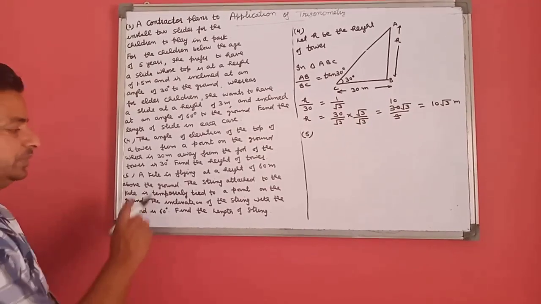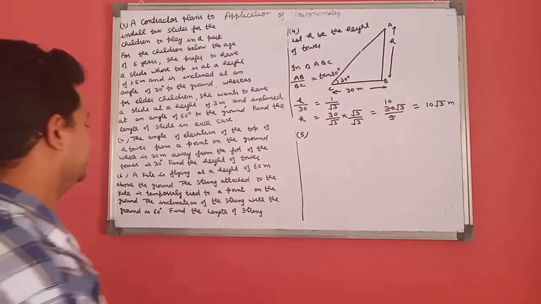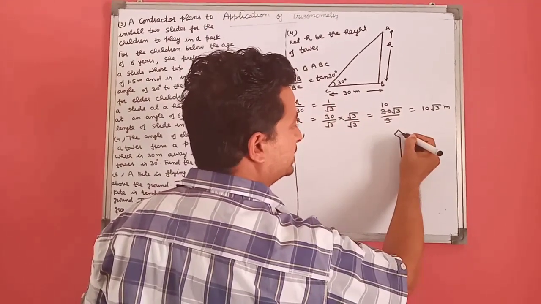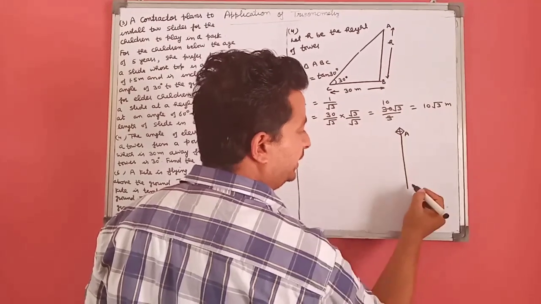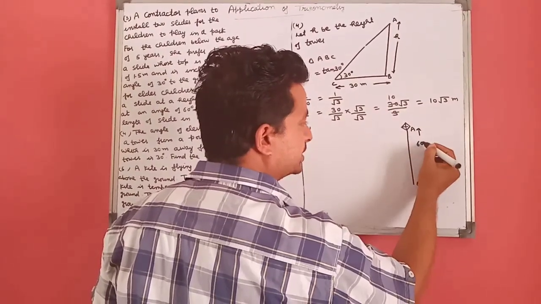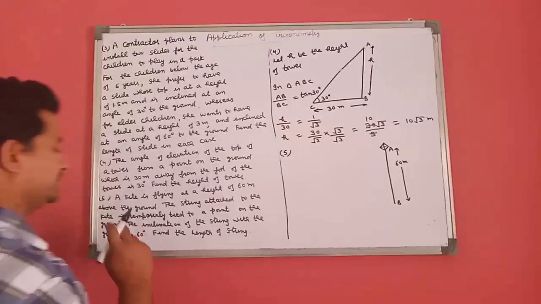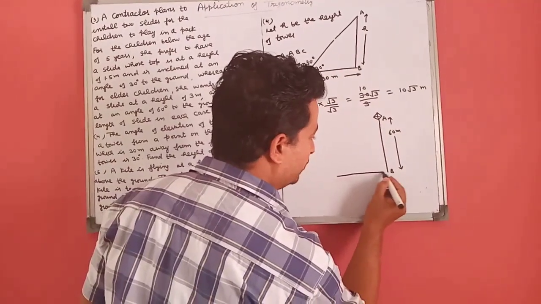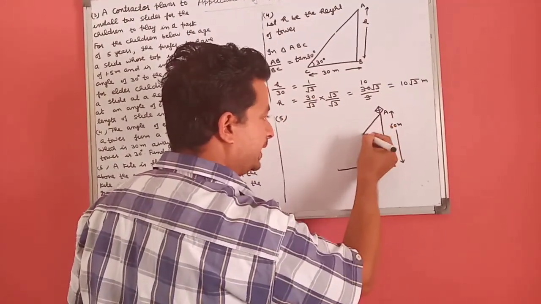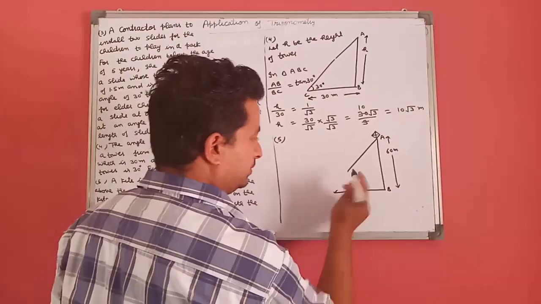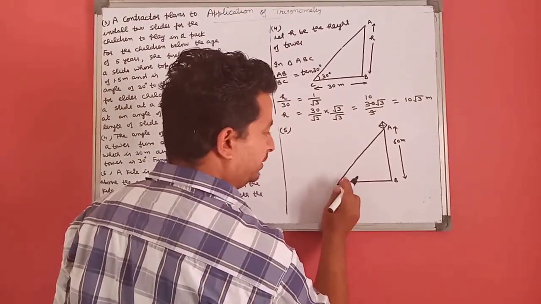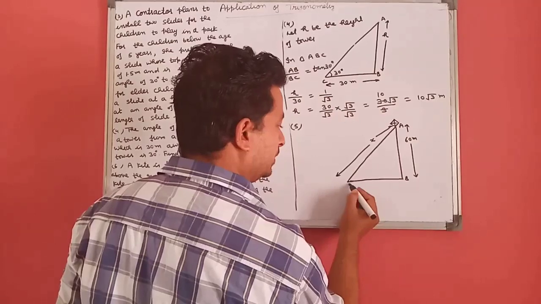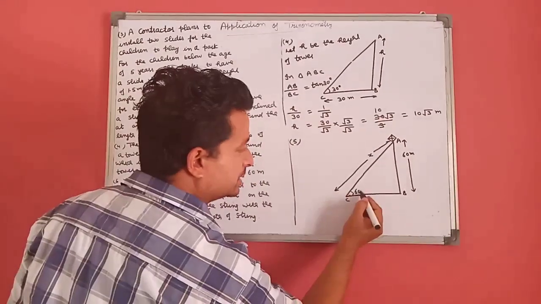In question number 5, a kite is flying at a height of 60 meter above the ground. This is the height of the kite, that is 60 meter above the ground. This is the kite, A, B. In the next line, the string attached to the kite is temporarily tied to a point on the ground. This is the point on the ground, and this is the length of the string. We are required to find this length of the string, which we take as x. This angle of elevation is 60 degree.